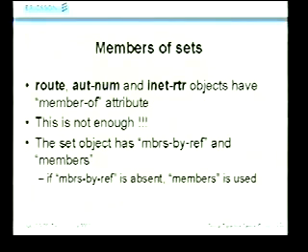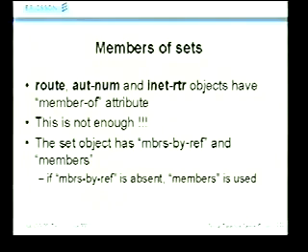Route, aut-num, and inet-rtr objects have a member of attribute. This is not enough to make them members of the sets. The set object has a members by ref attribute and members. And if members by ref is absent, members is used. Actually, both are used. I have a note to myself written here.